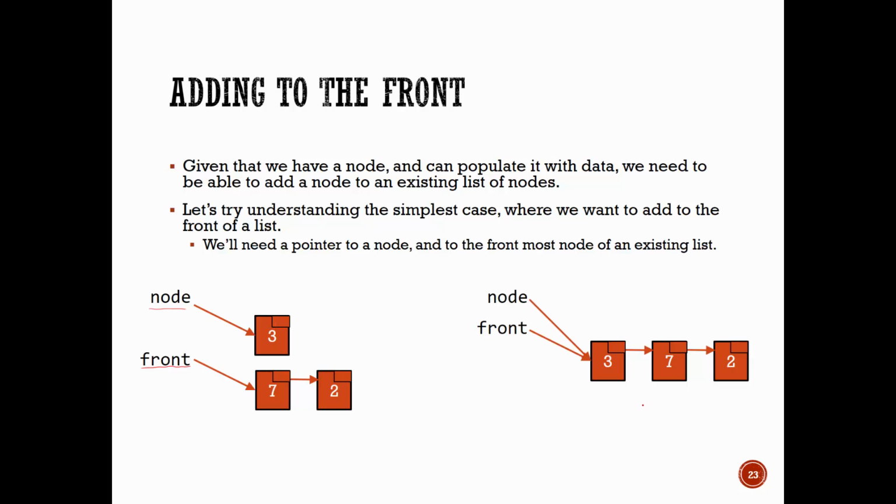This is our end goal over here on the right hand side. We want to have something where I have node 3 in the front, then 7 in the middle, and then 2 at the back. So I want to have something like that. So how do I connect things up?